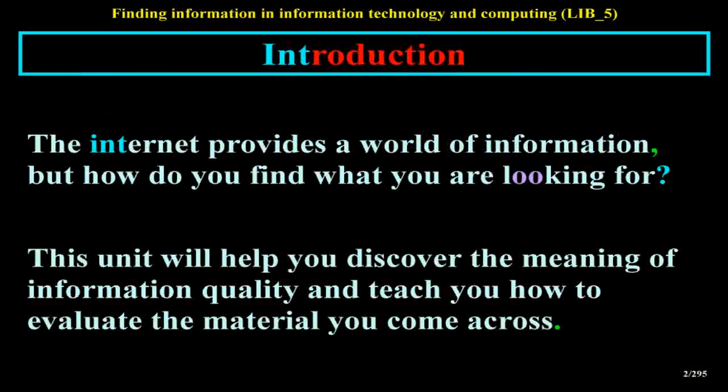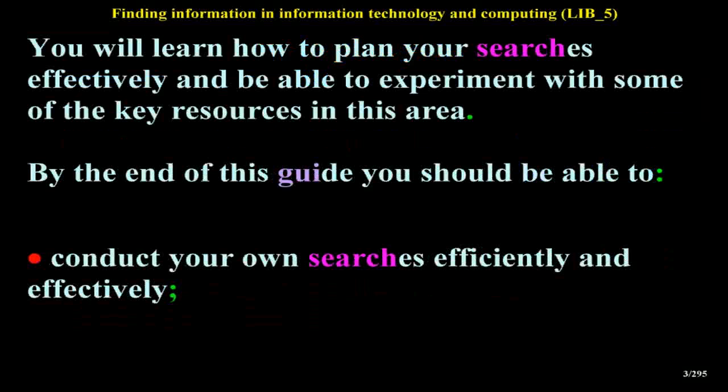Introduction. The internet provides a world of information, but how do you find what you are looking for? This unit will help you discover the meaning of information quality and teach you how to evaluate the material you come across. You will learn how to plan your searches effectively and be able to experiment with some of the key resources in this area. By the end of this guide, you should be able to conduct your own searches efficiently and effectively.